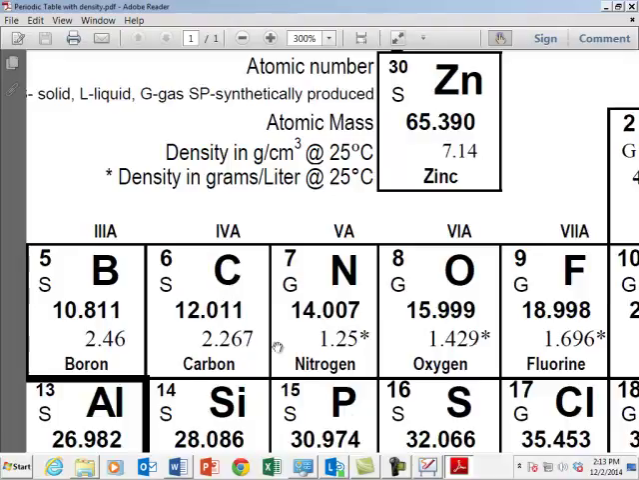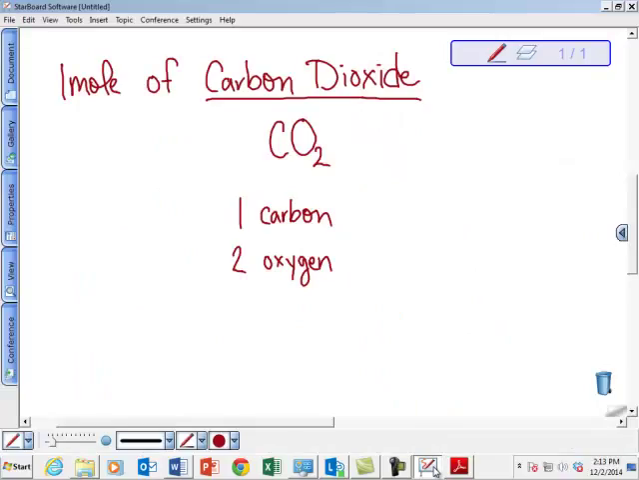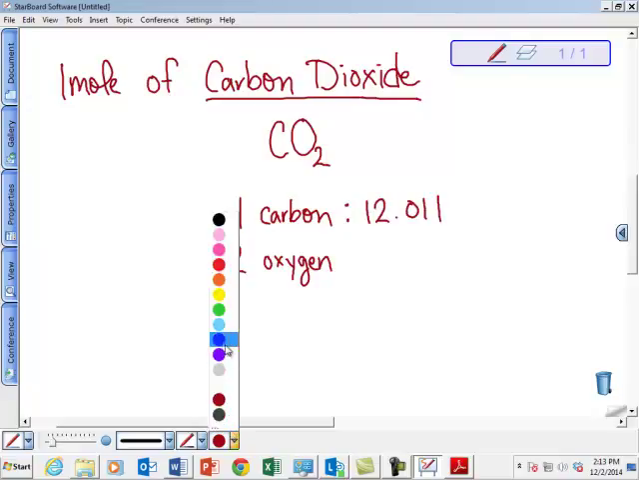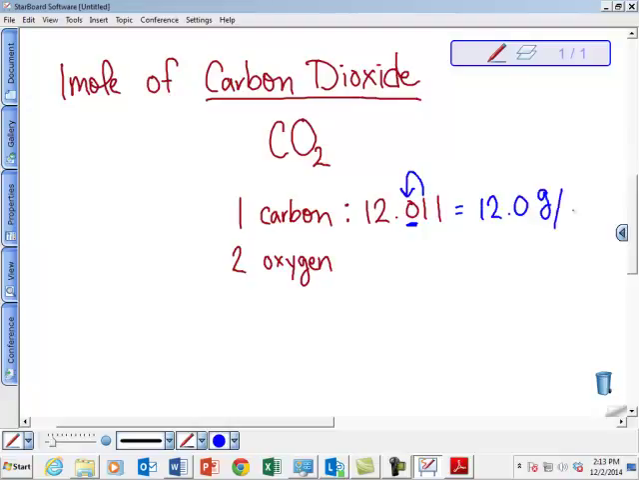All right, so the atomic mass of carbon off of the periodic table is 12.011. You were just told that you need to round to the 10th place, which means you're going to check the 100th place to see if you need to round up. You do not. So the molar mass of carbon would be 12.0 grams per mole.